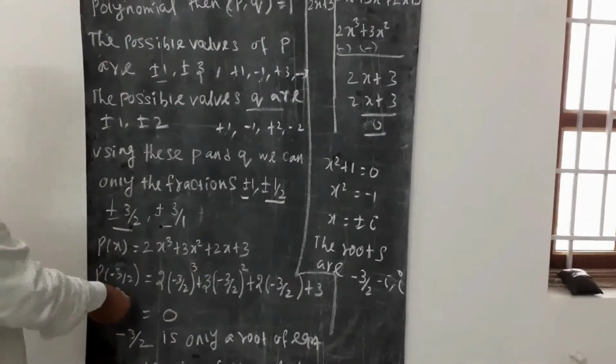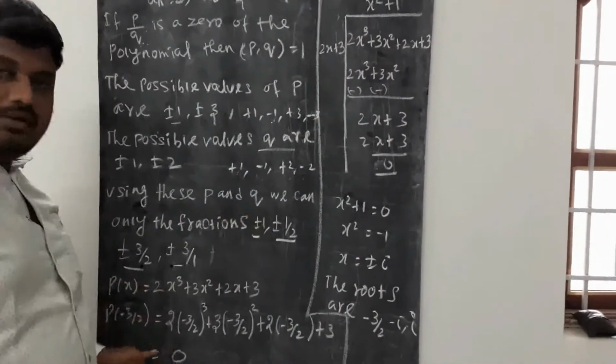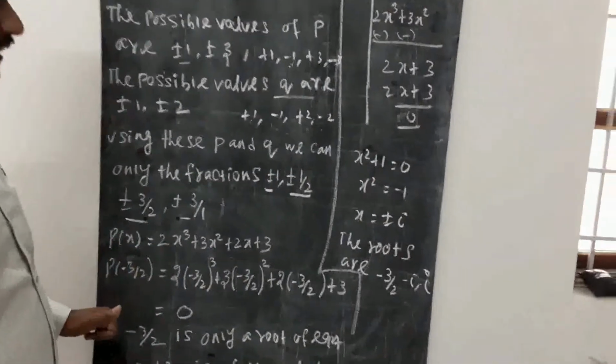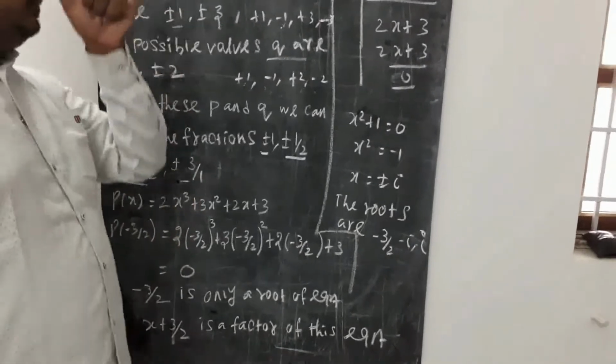I will substitute directly minus 3 by 2. You can directly substitute 1, minus 1, plus 1 by 2, minus 1 by 2, plus 3 by 2, minus 3 by 2, plus 3, minus 3. When we apply the values and get 0, then that value is called a root of this equation.